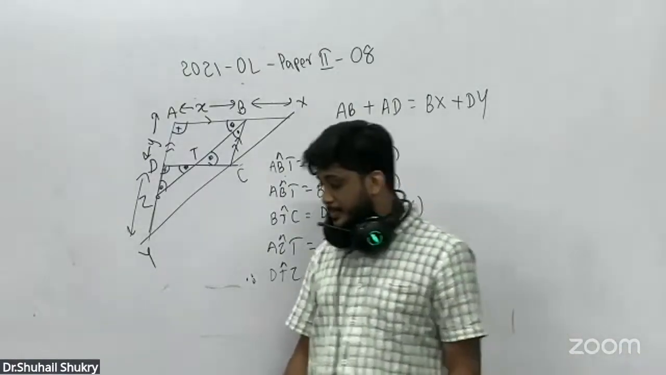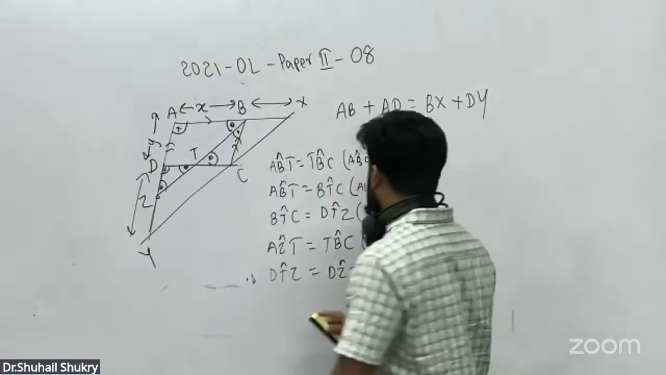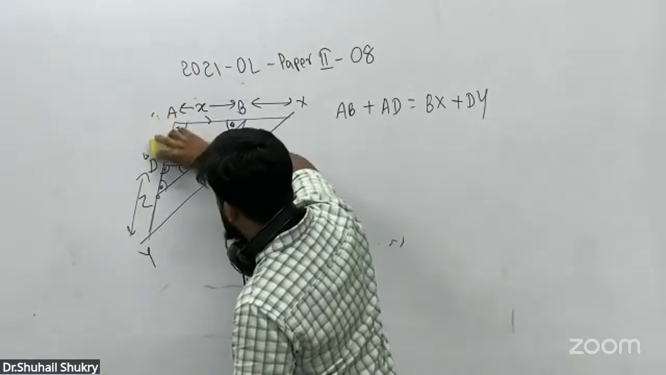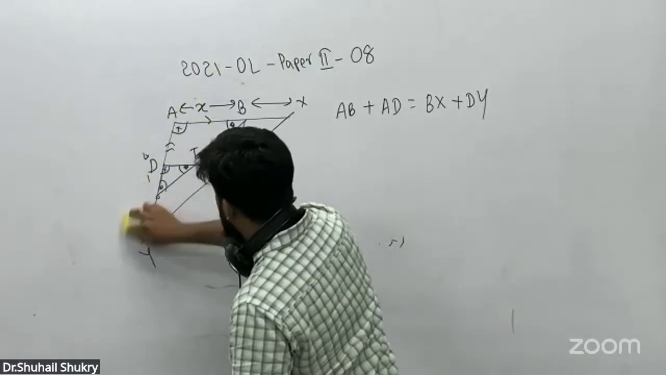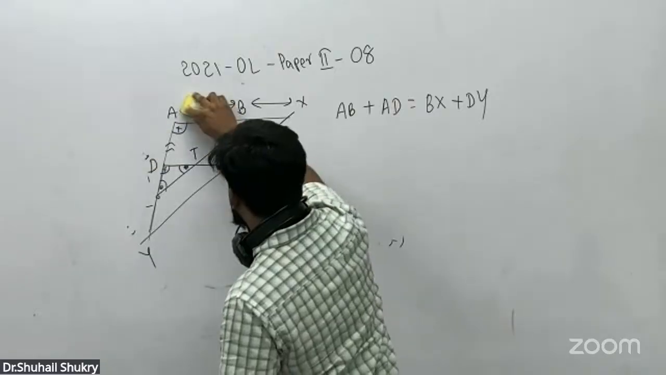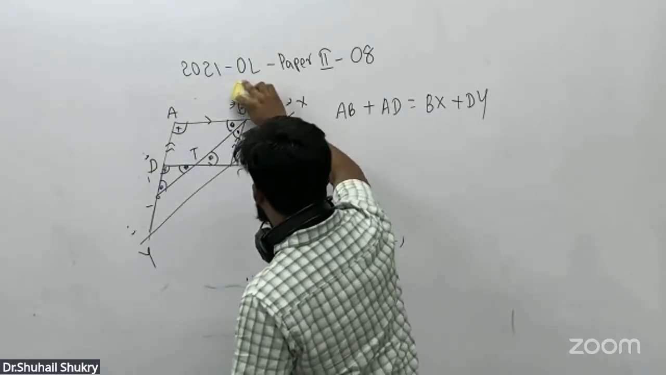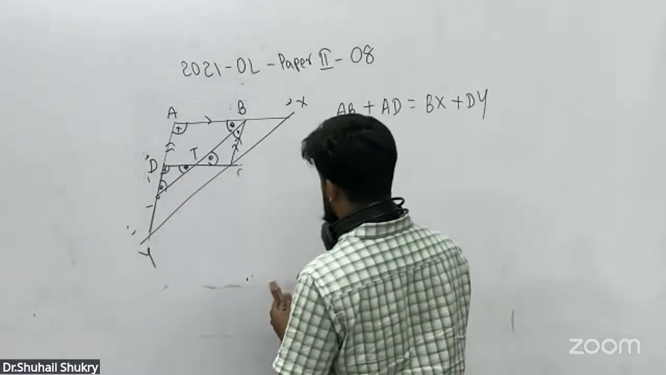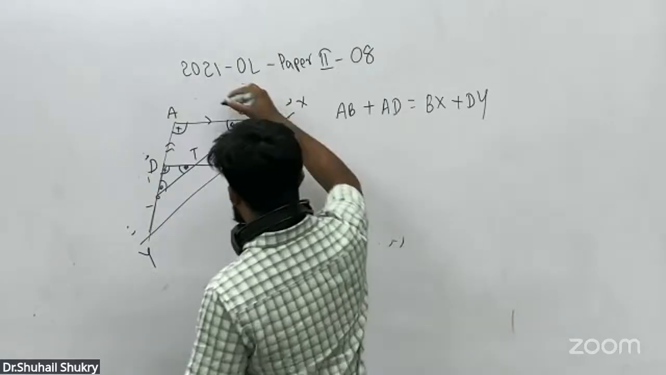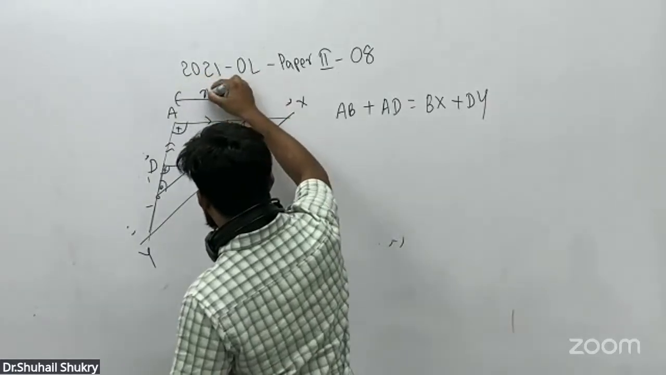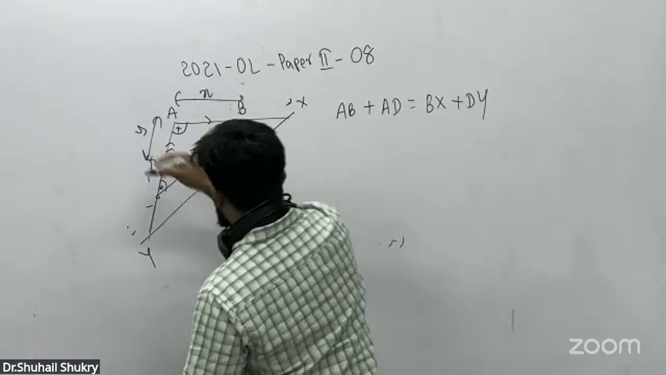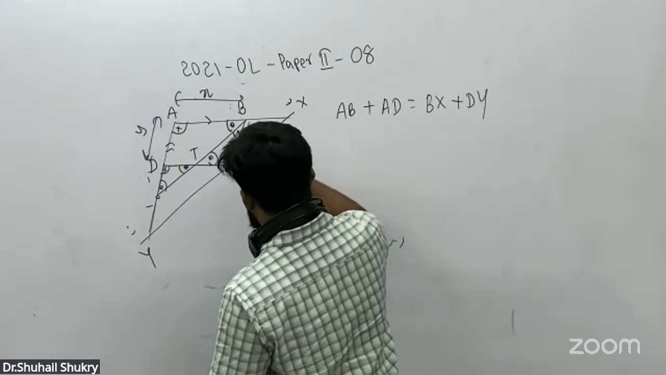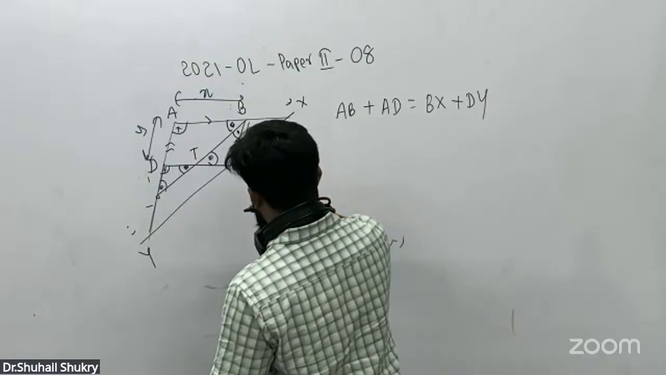Now we'll put different letters and we'll check this. First thing, I have to prove this, AB and AD. AB means, we'll think from here to here, X. AD means from here to here, Y. Right. Now this is Y.